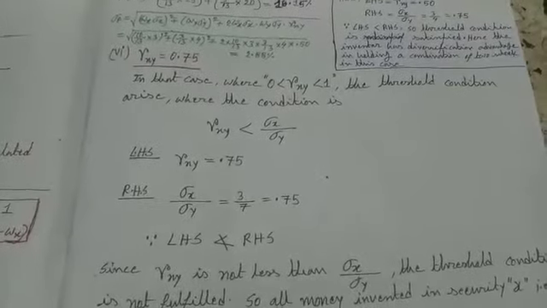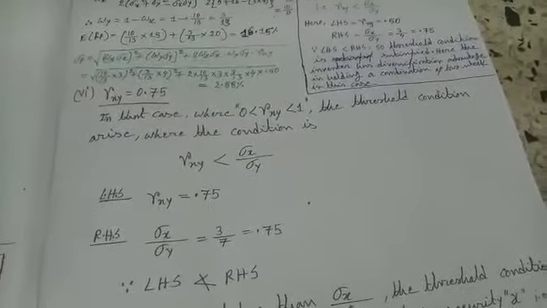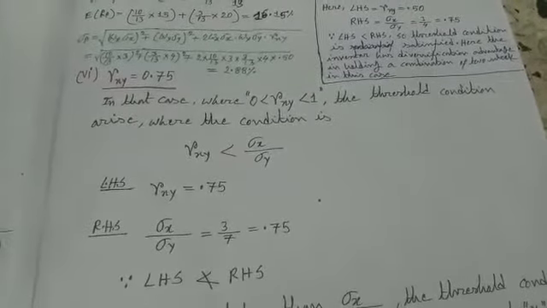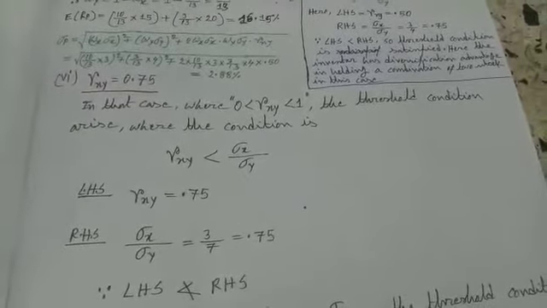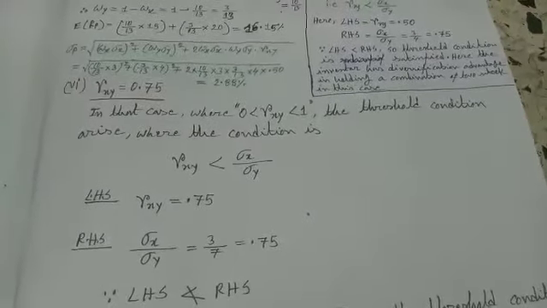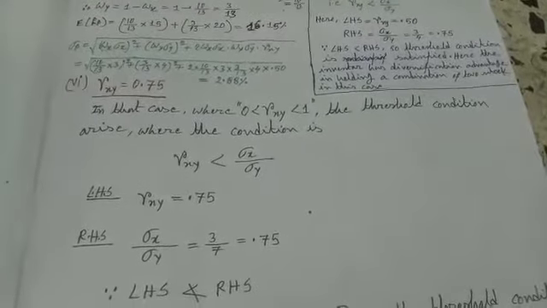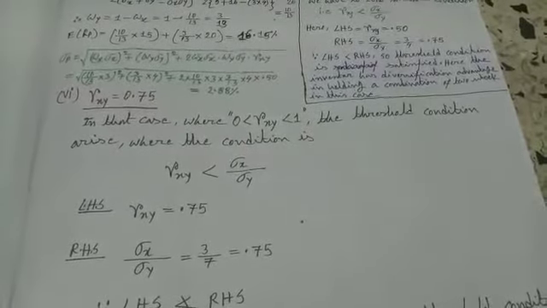Now the last situation is that where Rxy equal to 0.75. That is, here also the securities are positively correlated but not perfectly positively correlated. What does it mean? If the rate of return of security X increases by 1%, the rate of return of security Y will also increase by 0.75%. So here the two securities are positively correlated but they are not perfectly positively correlated.